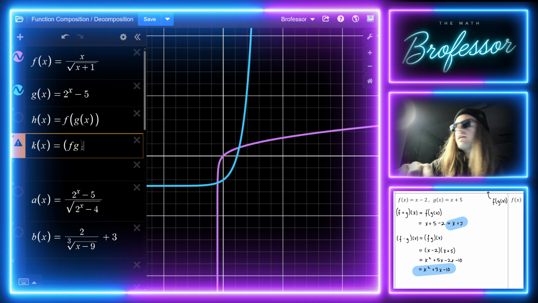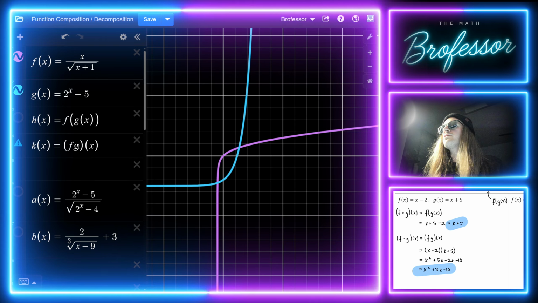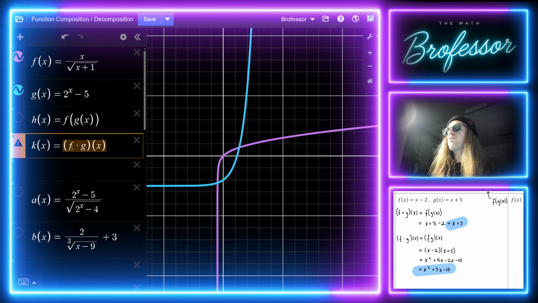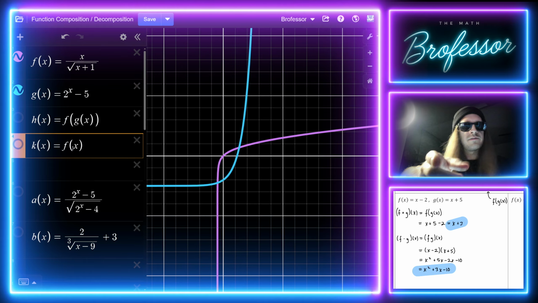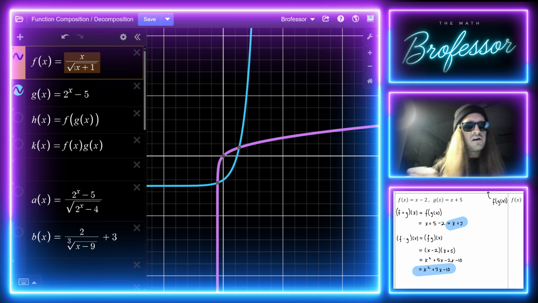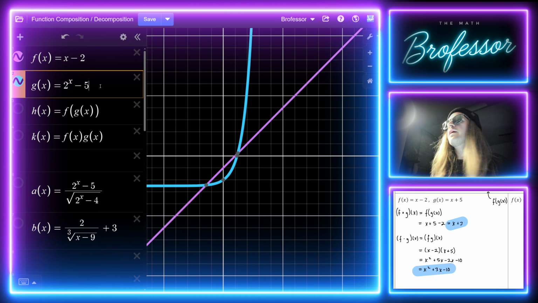Will it understand if I put f g of x like that? No, it doesn't seem to understand that. What if I put a multiplication there? No, it doesn't like that. Okay, so here's how you're going to have to type this into Desmos. You're going to have to put f of x times g of x like that. Okay, it understands that. Let's switch to our functions of x minus 2 and x plus 5.